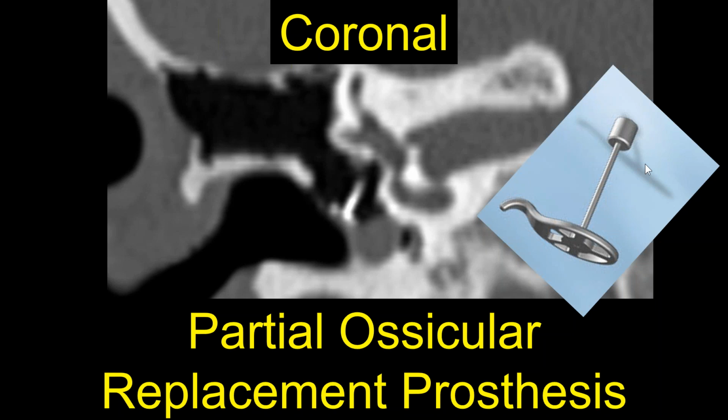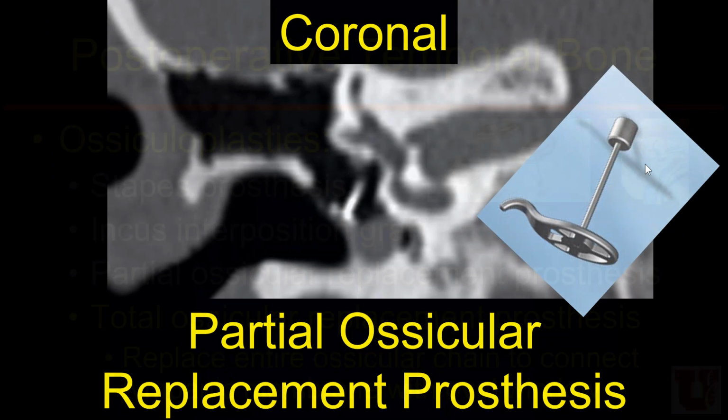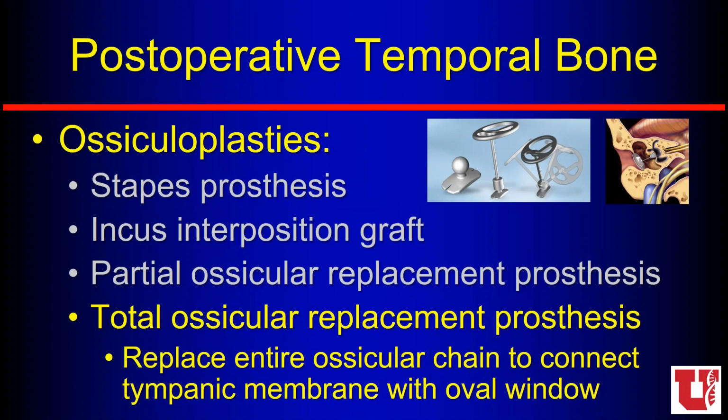So next we have the total ossicular replacement prosthesis. If we replace all of the ossicles themselves, then we have a TORP instead of a PORP in that case. So in these cases, we're replacing all of the ossicles, the malleus, the incus, and the stapes, and directly connecting the tympanic membrane to the oval window itself.